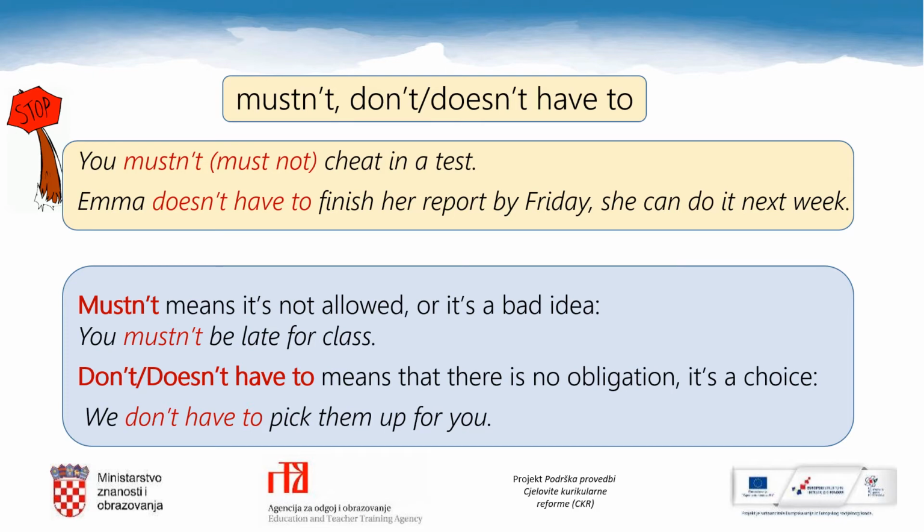Mustn't means it is not allowed or it's a bad idea. You mustn't be late for class. Don't or doesn't have to means that there is no obligation, it's your choice. We don't have to pick them up for you.